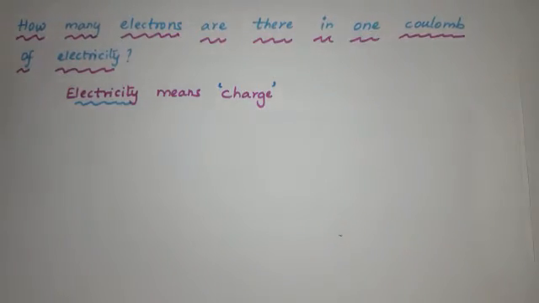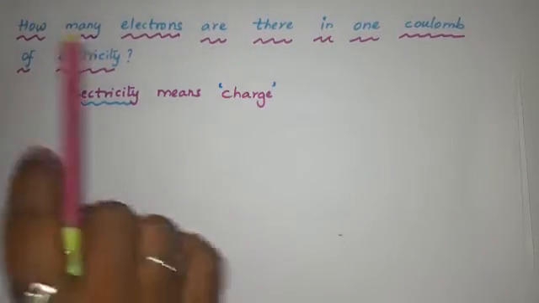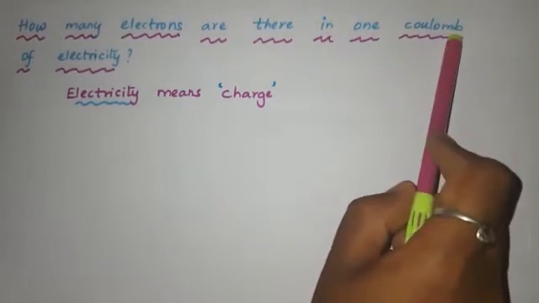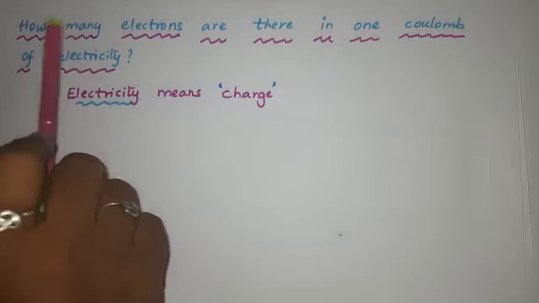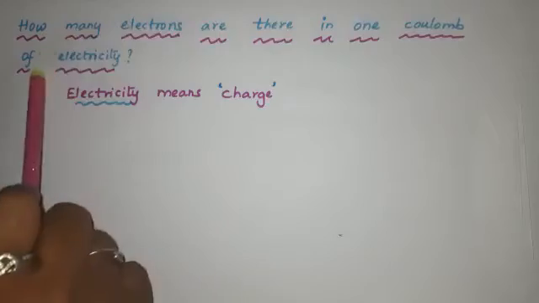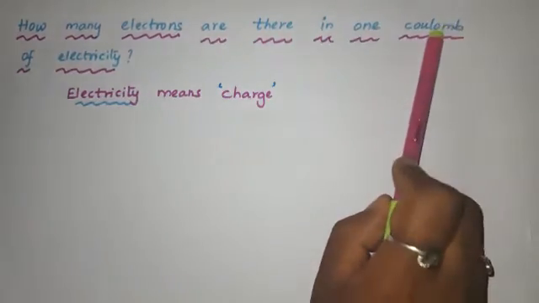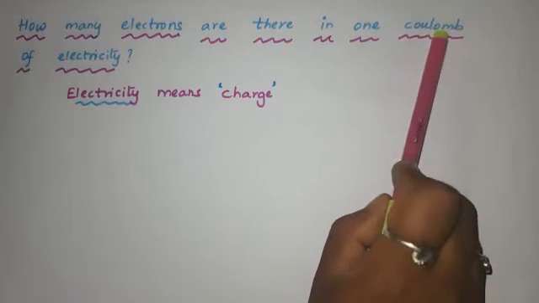Now we'll see one problem related to electrostatics. How many electrons are there in 1 coulomb of electricity? We're going to see how many electrons are there in 1 coulomb of electricity. You know very well that coulomb is a unit for charge.